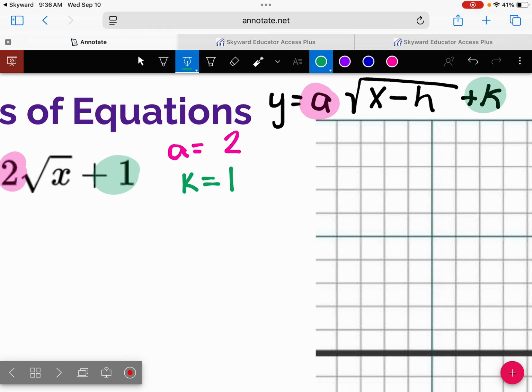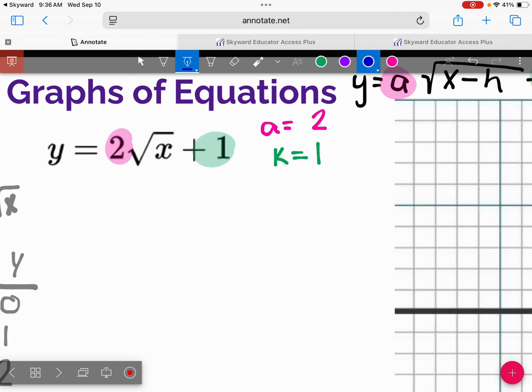So that means I expect this to be stretched because that a is 2. And when my k is 1, which way does k move us again? Up. Think of k as a kite or as a kangaroo. They just go up and down. When we get into h's, h is the hula. Go side to side.